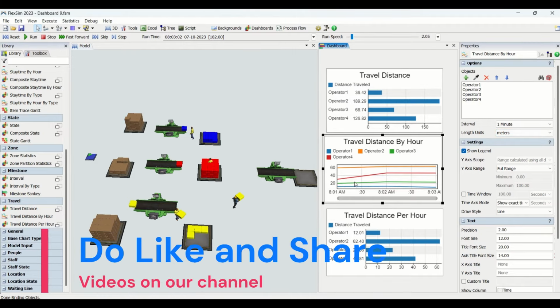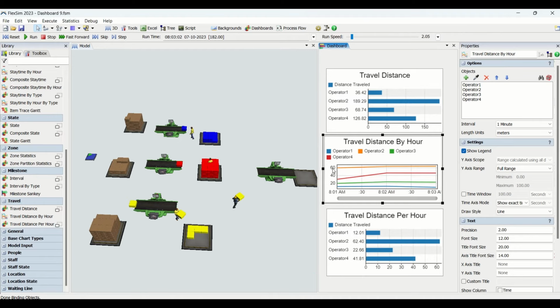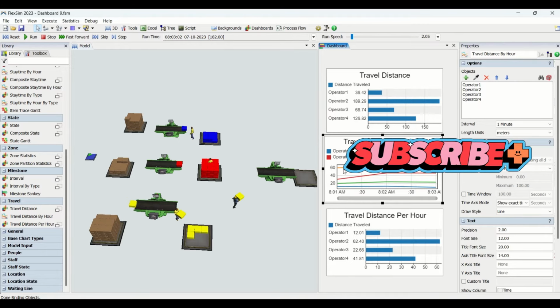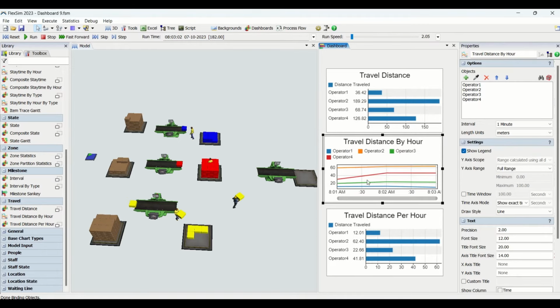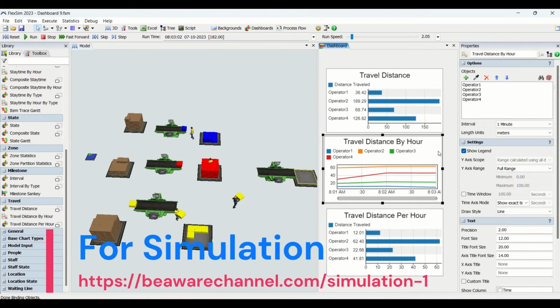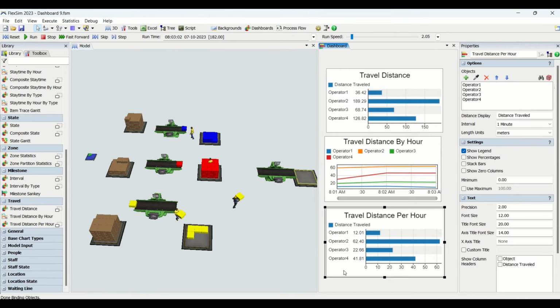What you are able to see here is that every minute, I am going to get these distances traveled. Operator 1 is in blue color, operator 2 is in orange color. Here you can see operator 2 is walking the most, then the second highest is operator 4. You get it plotted on time, showing how the distance traveled varies with respect to time. This is the significance and importance of the travel distance by hour graph. And our third graph in this category is travel distance per hour.